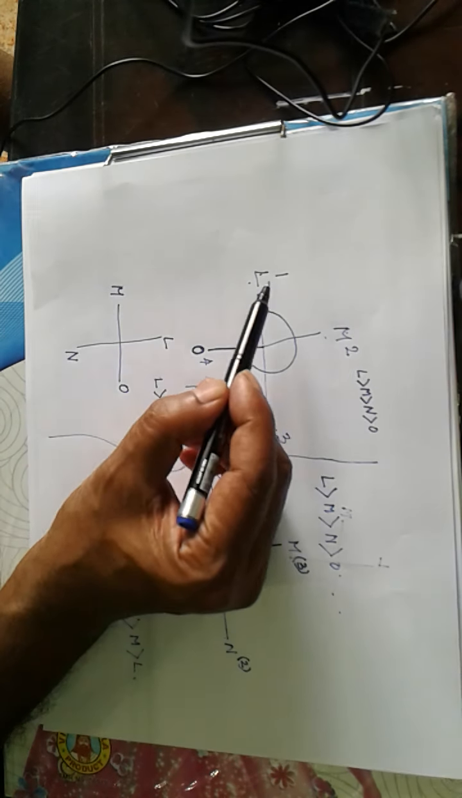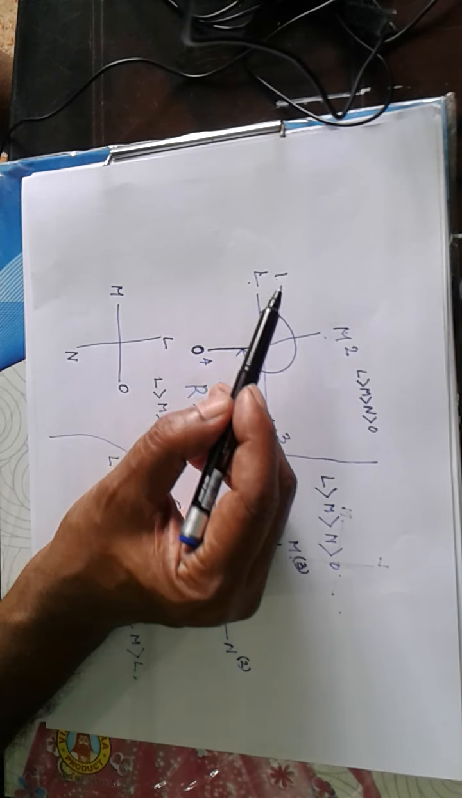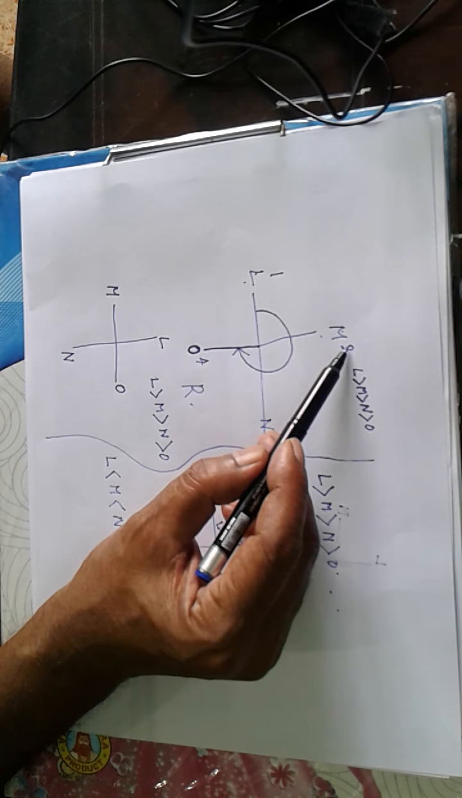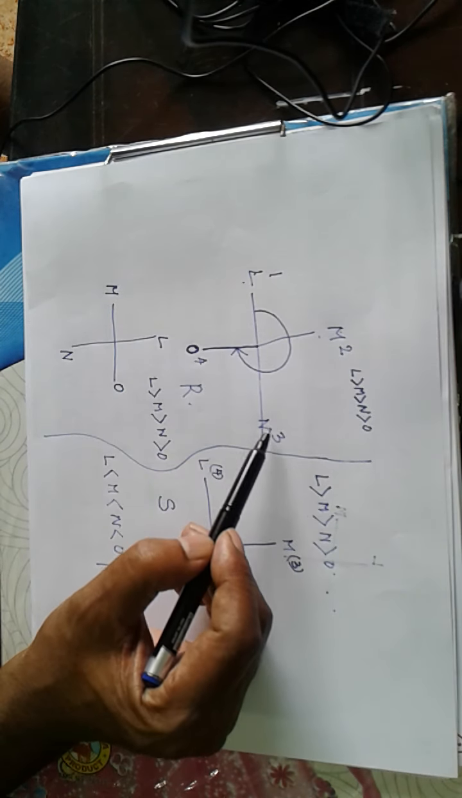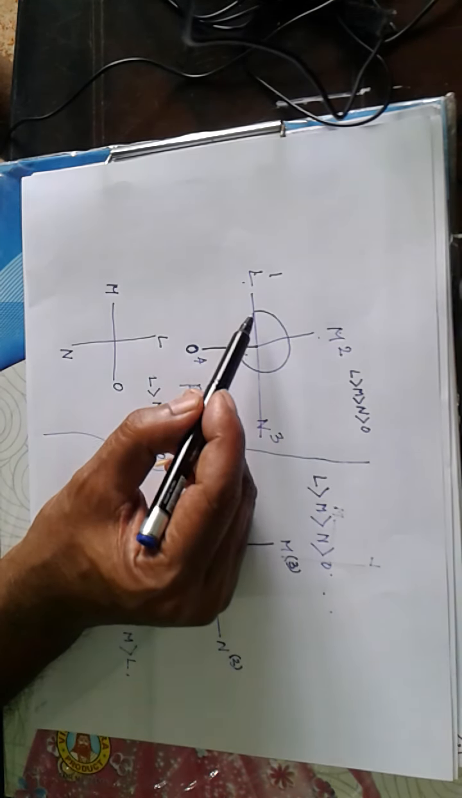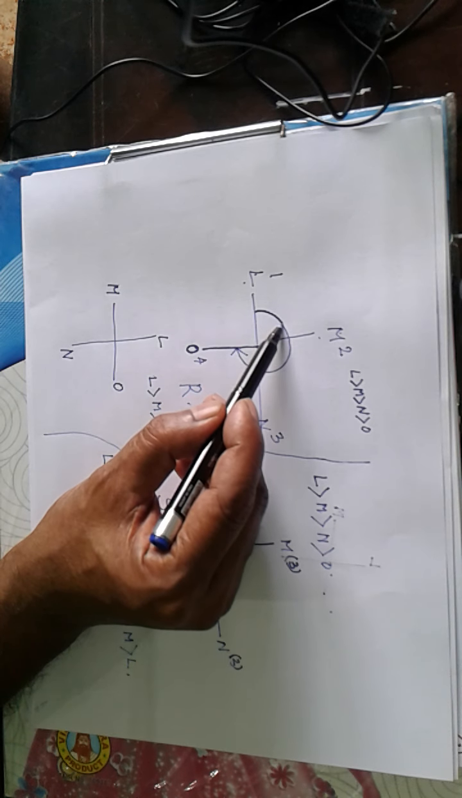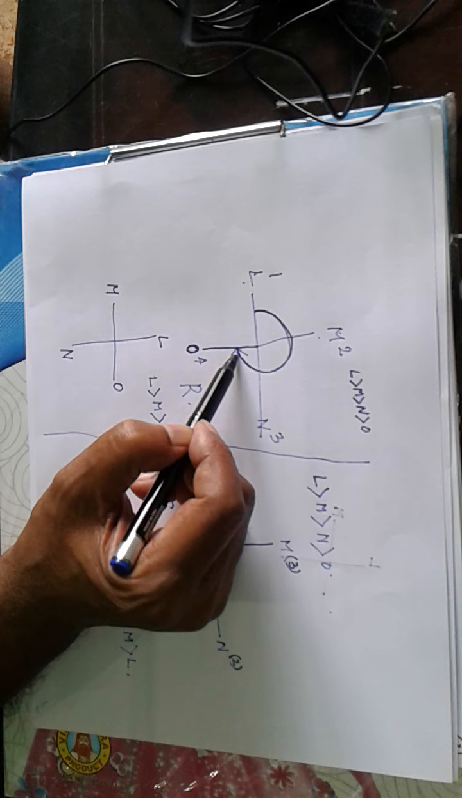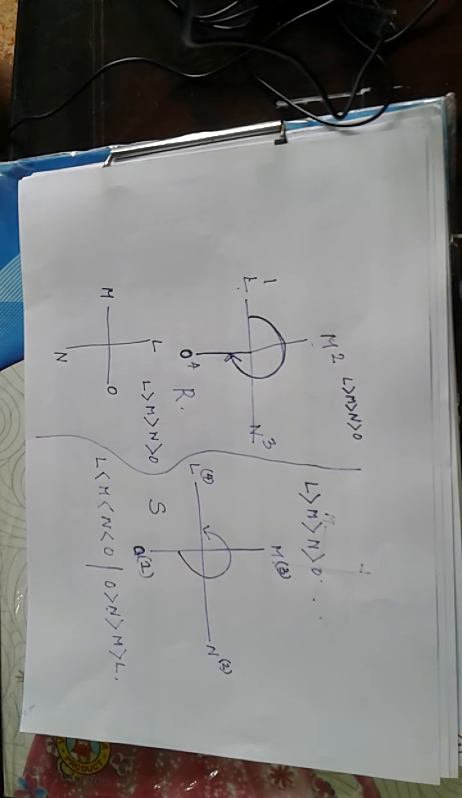Now here the priority of L is 1, it has the highest priority. Priority of M is 2, priority of N is 3, and priority of O is 4. Now these groups are arranged in the decreasing order of priority in the clockwise direction, so that it is R.